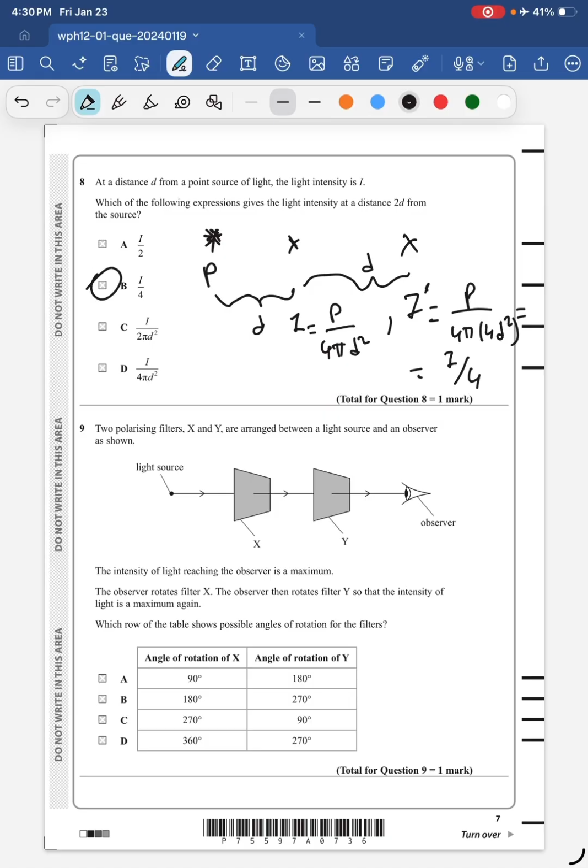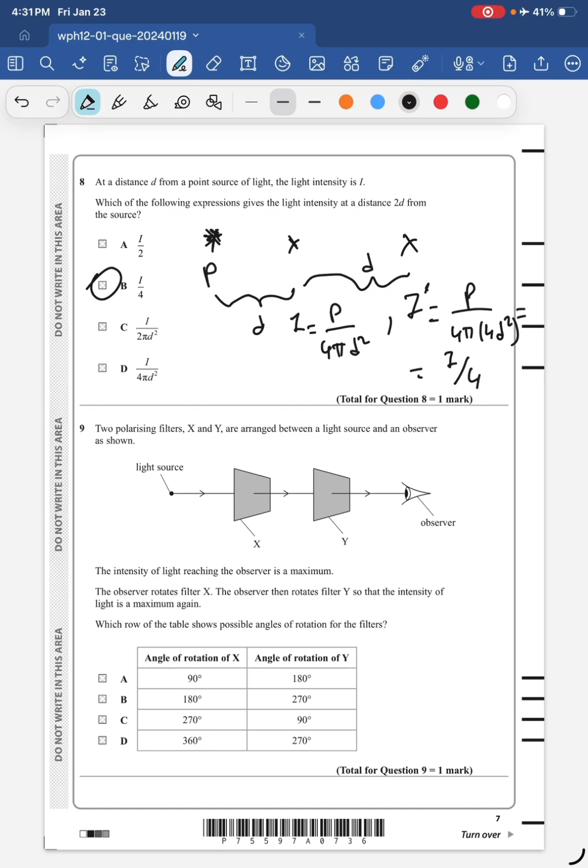Okay, B is the correct answer. Question 9. Two polarizing filters X and Y are arranged between a light source and an observer as shown. The intensity of light reaching the observer is maximum, okay? The observer rotates filter X, the observer then rotates filter Y, so that the intensity of light is a maximum again. Which of the table shows possible angles of rotation for the filters?